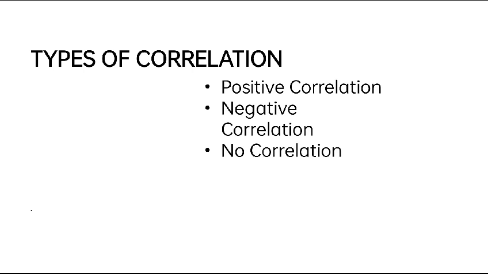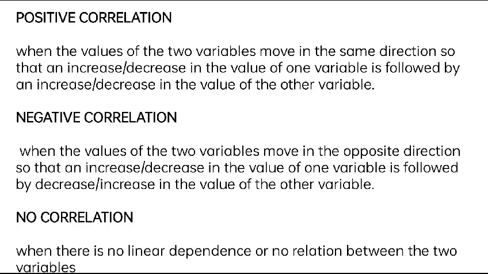Types of correlation: positive correlation, negative correlation, no correlation. Positive correlation: when the values of two variables move in the same direction, so that an increase or decrease in the value of one variable is followed by an increase or decrease in the value of the other variable, then it is known as positive correlation.